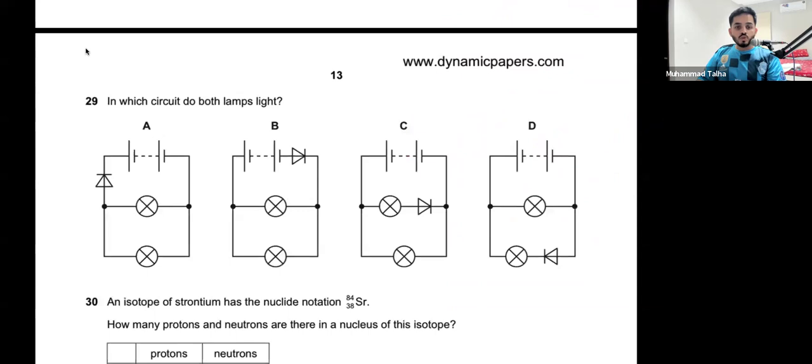29, in which circuit do both lamps light? So for example, in this case, we start with A. So this is positive, negative, current flows like this. So in this case, neither of these circuits would light up. So definitely not A. In this one, again, current would go like this from positive to negative. It's not going to happen here either. C, we can see that in this case, this one would light up because current would go here. And also this one would light up. This is definitely correct. If I see this one, so positive to negative, this one would light up, but this one would not. So it's C.